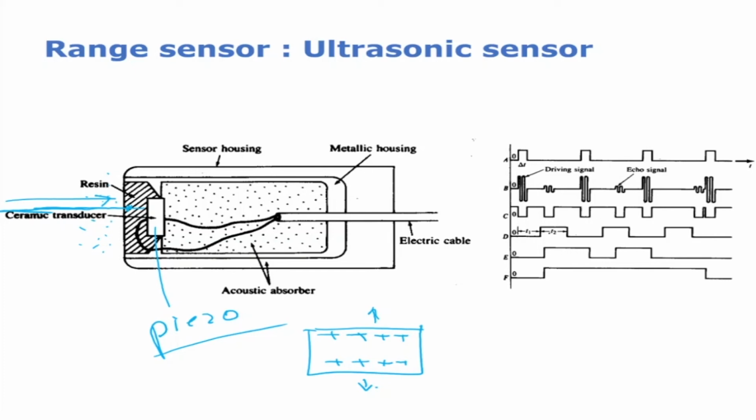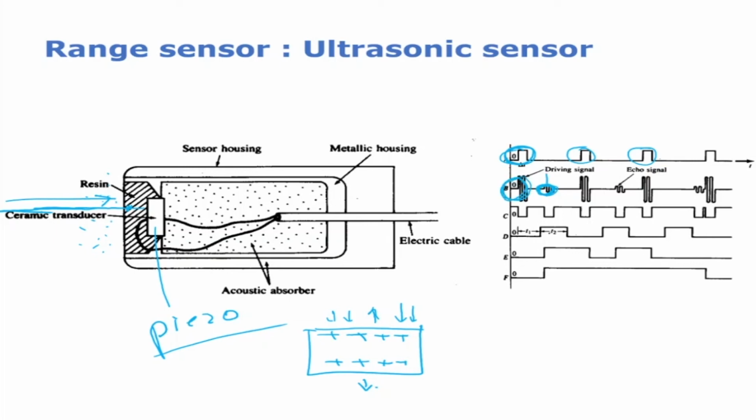Now the moment it comes back, it hits the ceramic transducer again. If there is a pressure on the ceramic transducer, it produces a charge. So this is a smart actuator sensor. Here you can see the piezo is being actuated at this frequency. The sound wave is going out, it is hitting something, and it is coming back. The moment it comes back, it is producing a voltage again. So this is the driving signal, and this is the return signal.